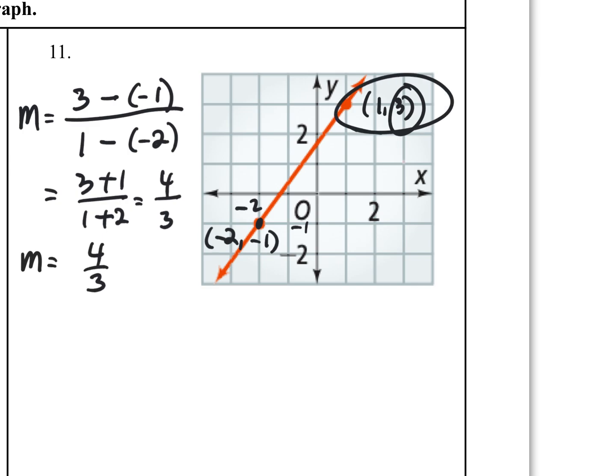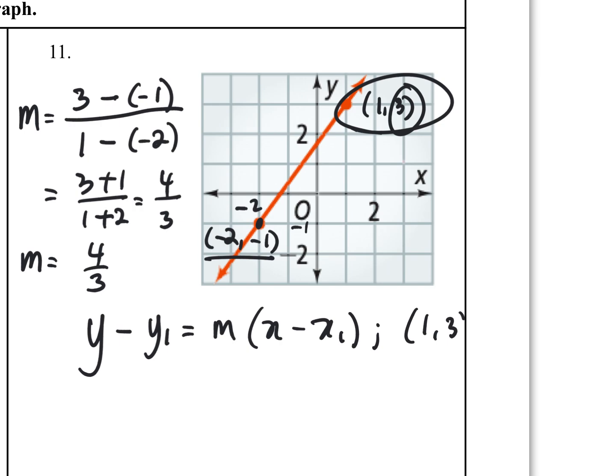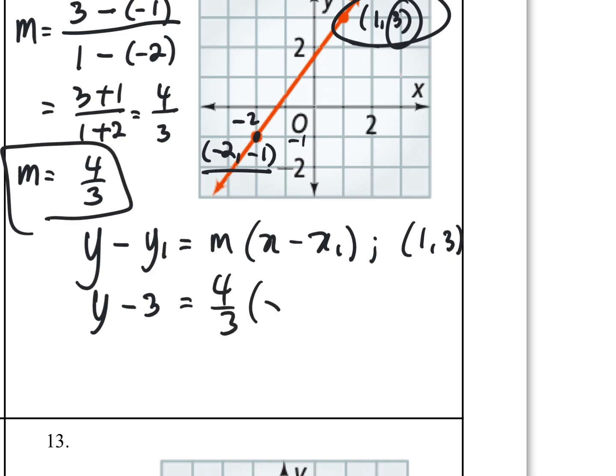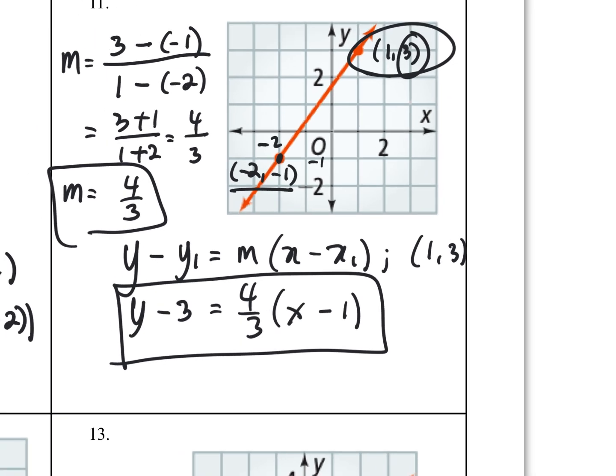Now, I can also use this point, not only the one below, but also the one on top, to form my equation. So y minus y1 is equal to m times x minus x1 with the point 1 and then 3. Okay, so let's put it in. Y minus 3 is equal to my slope, which is 4 over 3, x minus 1. Okay, so that's it. That's how simple it is.